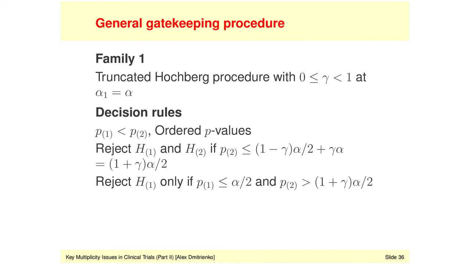If this condition is not satisfied, if the larger p-value is actually above that threshold, then the truncated Hogberg procedure is going to step down, examine the smaller p-value, and the corresponding hypothesis, as you see on the slide, will be rejected if that smaller p-value is less than or equal to alpha over 2.